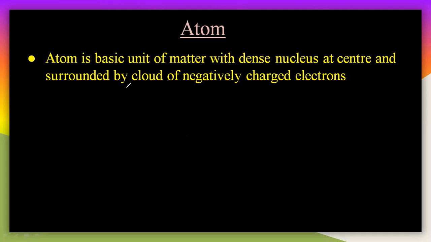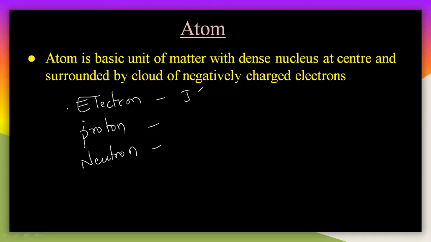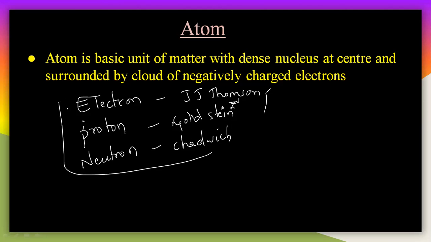So there are three types of subatomic particles. What are the three subatomic particles? One is the electron, the next one is the proton, and the next one is the neutron. You know that the electron was discovered by J. J. Thomson, the neutron by Chadwick, and the proton by Goldstein. So these three are the scientists who discovered these three subatomic particles: electron, proton, and neutron.